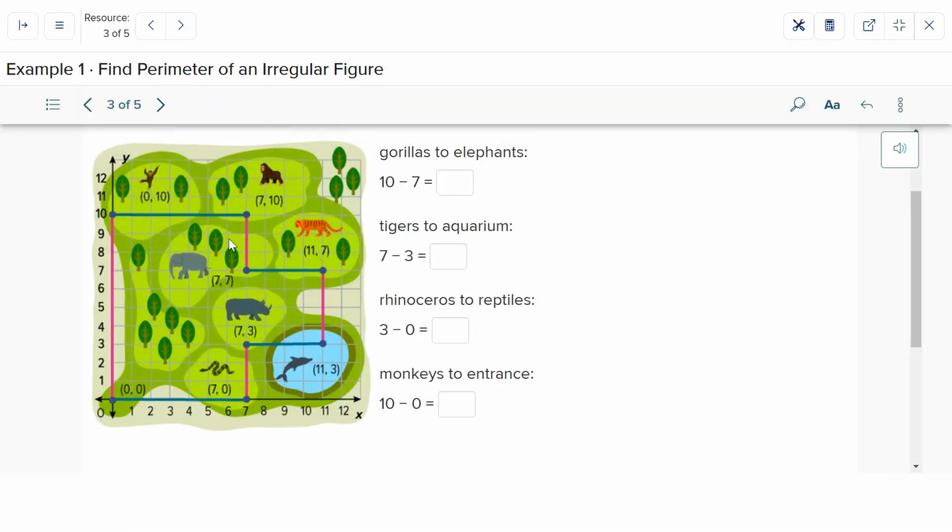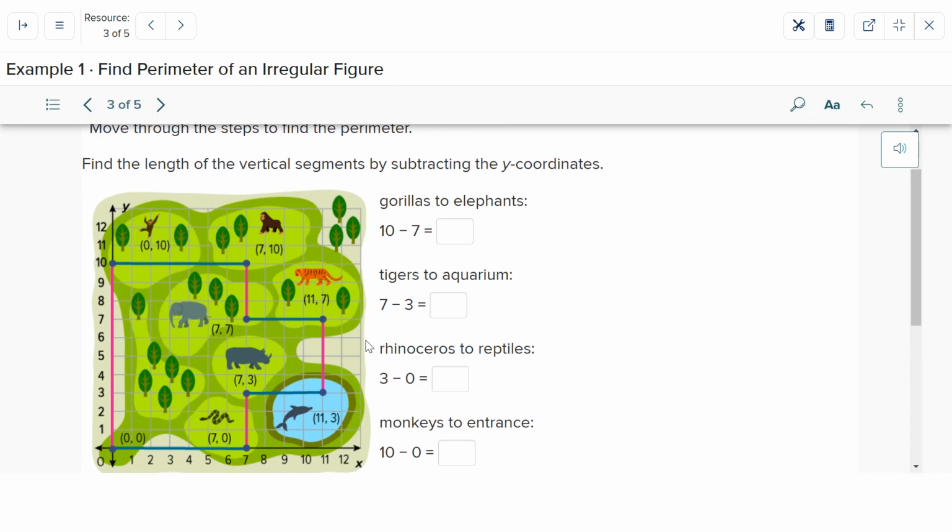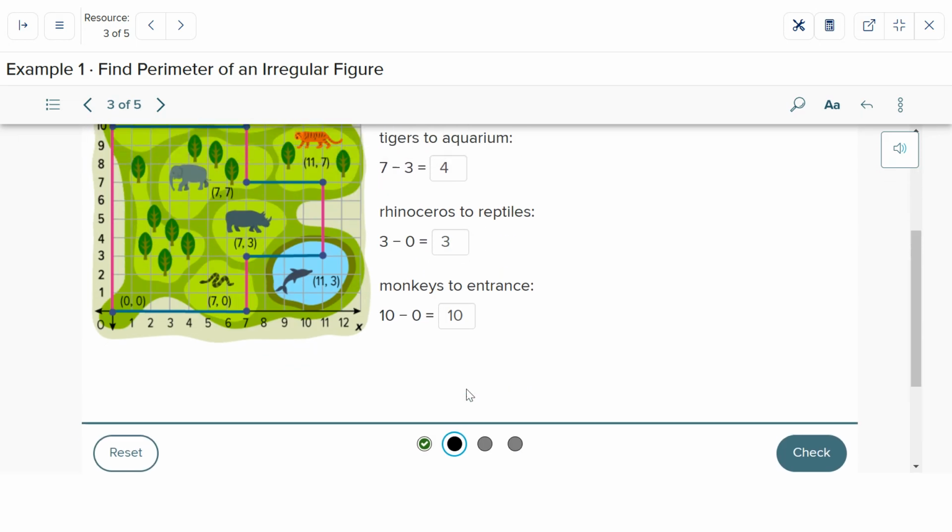All right, then we can do the same thing with these vertical segments here by subtracting the y coordinates. So we have 0, 10, and 0, 0. So that's going to be 10 minus 0, which is 10. And then all of these are already filled out for you. You just have to make sure that you are paying attention to which 2 points you are subtracting from here. So these two 11s match, which means we subtract 7 minus 3. These two 7s match here, so we're doing 3 minus 0, and so on.